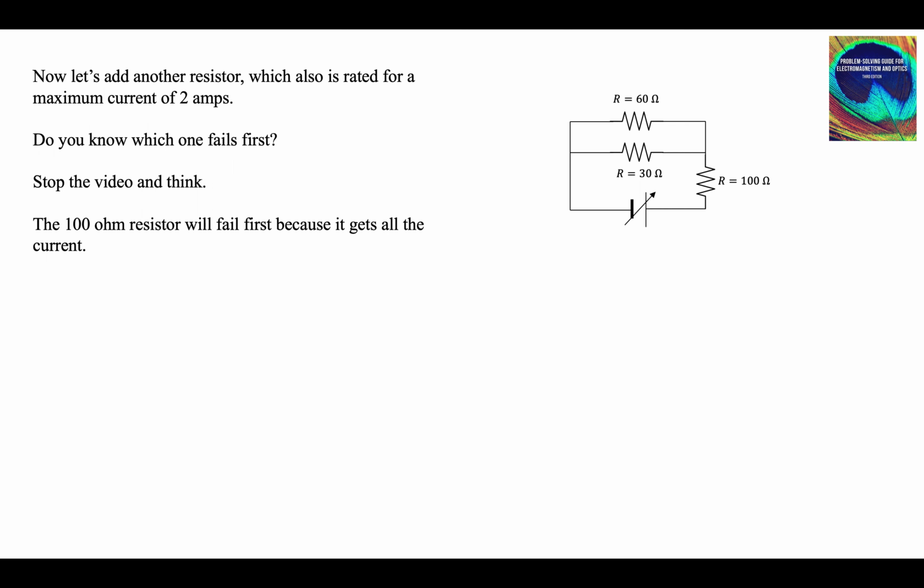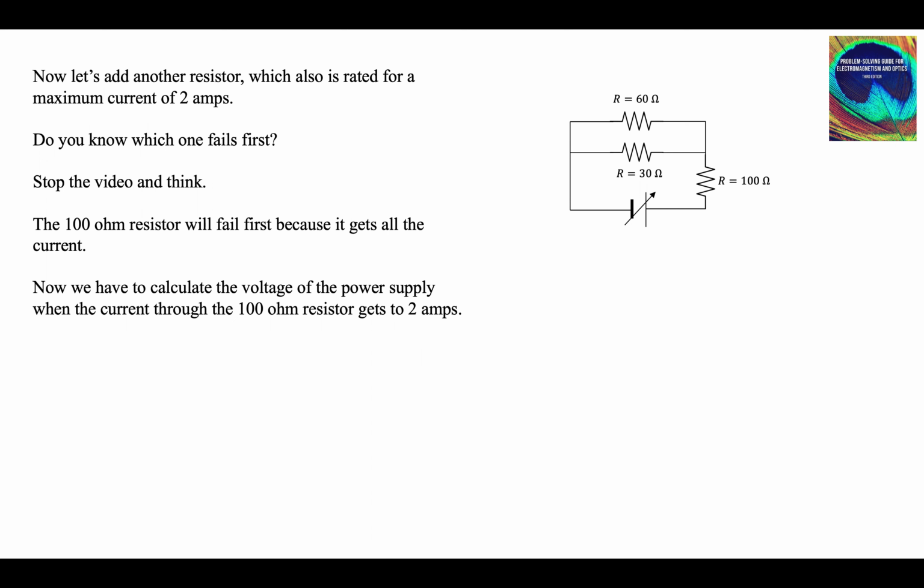Well, the 100 ohm resistor gets all the current. The current splits up there. These 2 guys are going to have less current than that one. Has to be. The current through this one is the sum of these 2. So it's the 100 ohm resistor that's vulnerable.